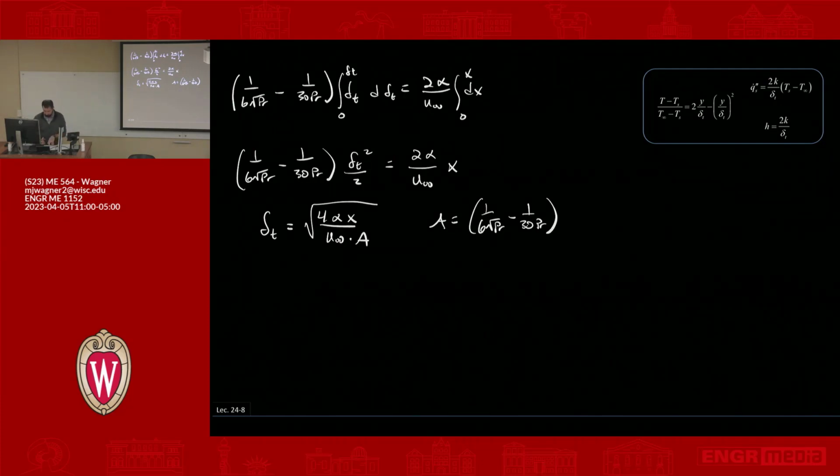So then carrying this out to the useful result, I want to know h. So h is going to be related to that expression of Fourier's law, which is up here on the top. H would then have to be 2k over delta t, right, based on our assumed temperature profile. So h equals 2k over delta t. Substitute in the expression for delta t, and we get h equals 2k times square root of u infinity times a over 4 alpha x.